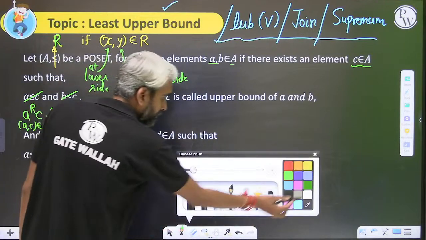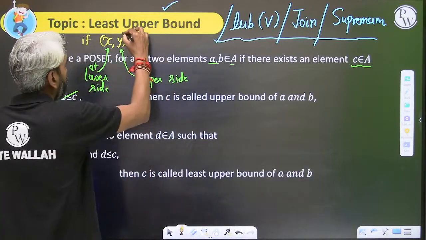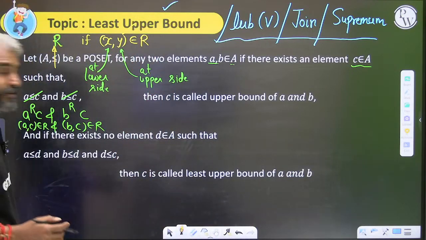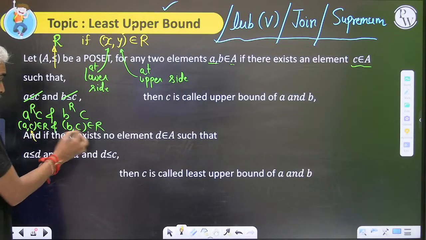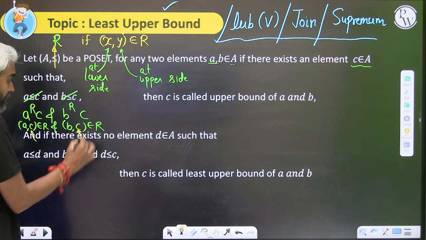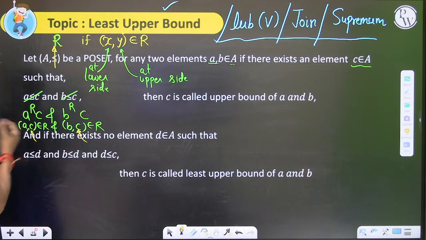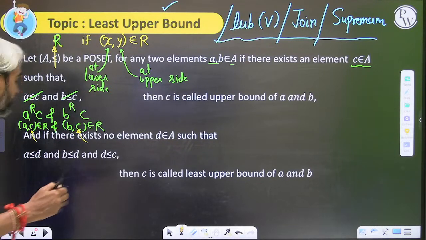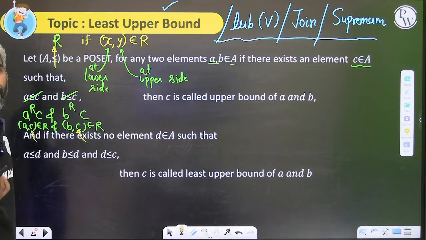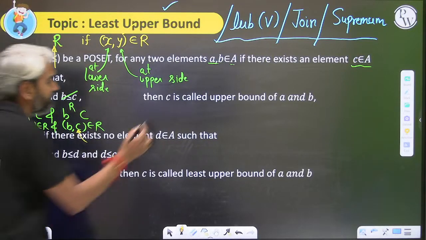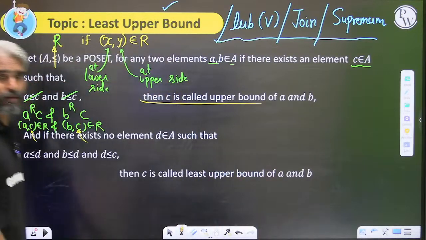What did I say? In X, Y, Y is at the upper side. So if A, C belongs to R, that is C is at the upper side of A, and B, C belongs to R, that is C is at the upper side with respect to B. So if C is at the upper side of both A and B, then C will be called upper bound of A and B. Exact same concept.